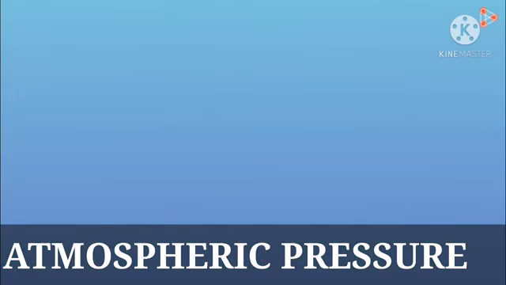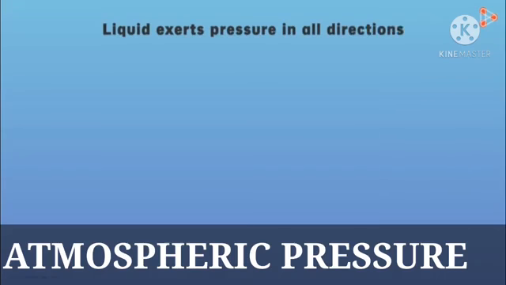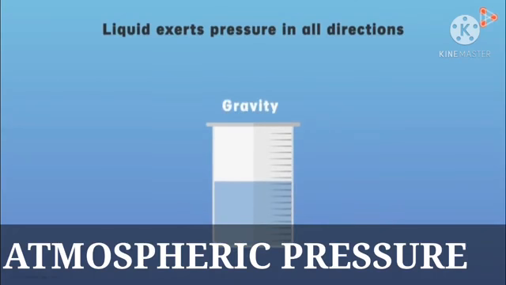In our previous video, we studied that the liquid exerts pressure in all directions. For example, here we have the water in a beaker. Due to gravity, this water is pulled down towards the earth. If we divide this water into different layers, then each layer is being pulled down by the earth.